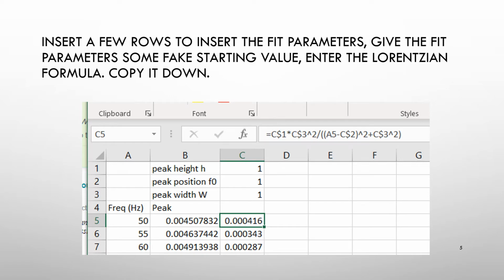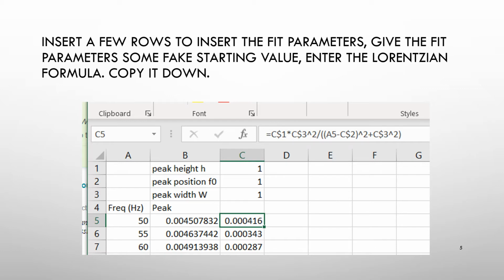So let us insert a few rows at the top, and then in B and C we're labeling and giving values to the parameters, and for now they just have fake values, so I put in 1, 1, 1.